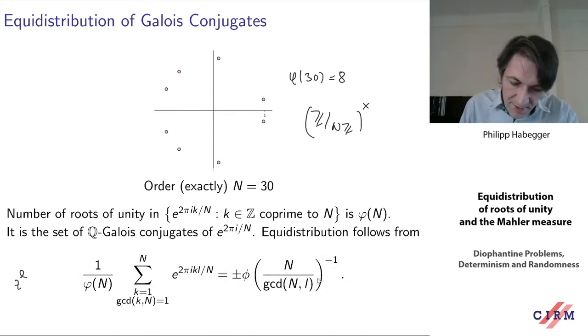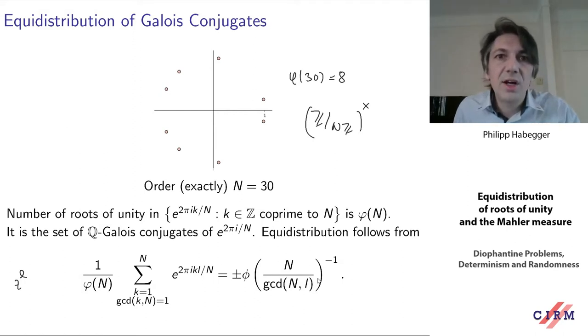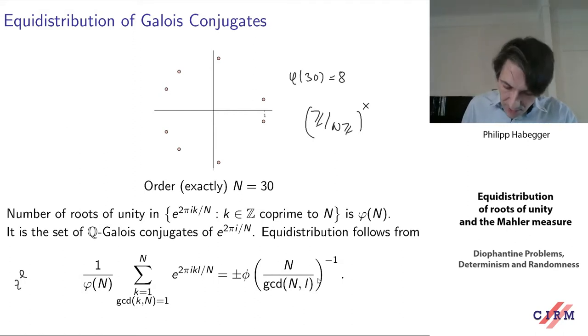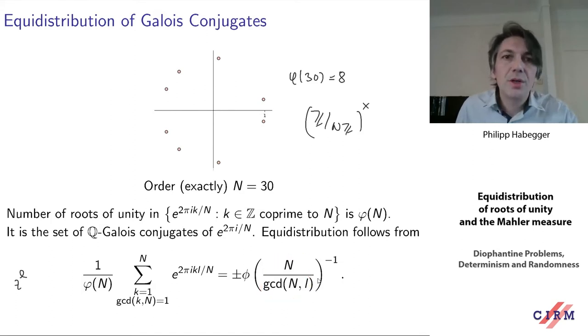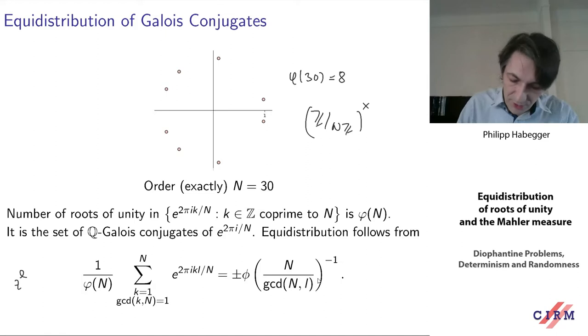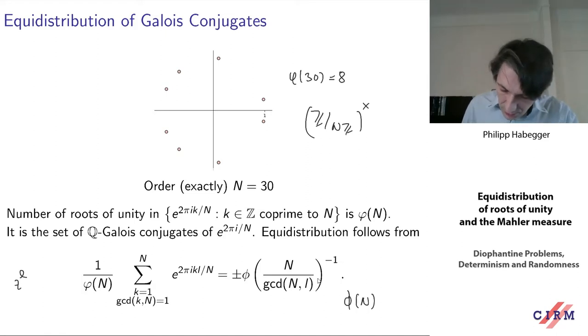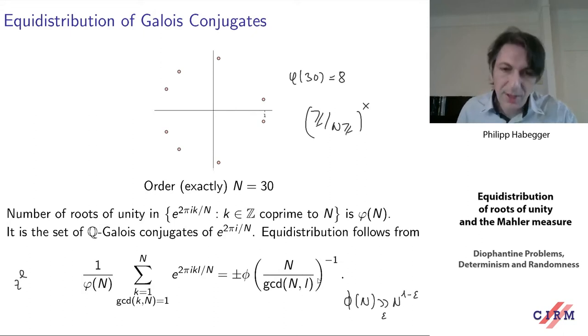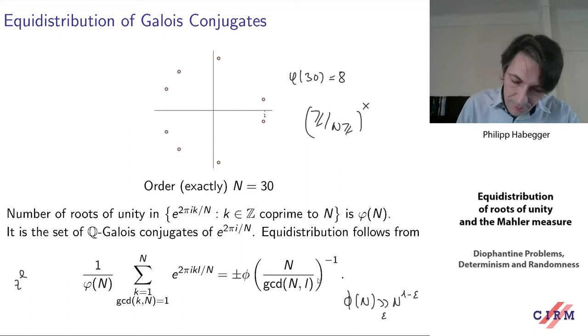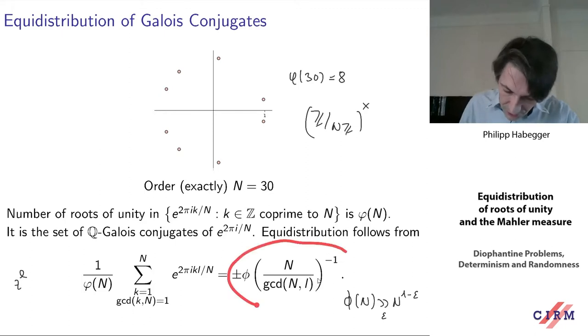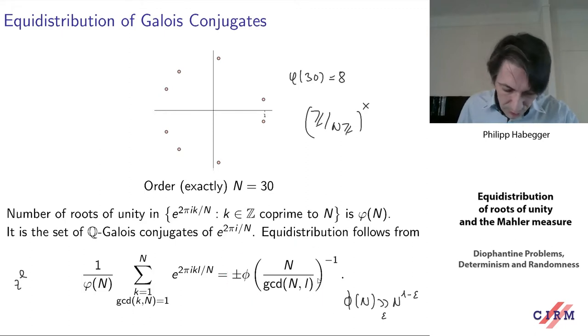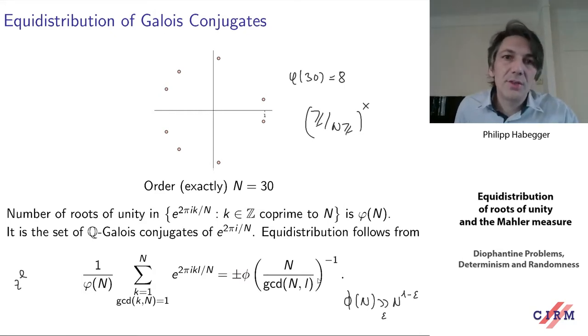So if n increases and L is non-zero, then the value inside the Euler function will grow essentially like n. And we know also classically that the Euler function grows almost linearly, it grows like n to the 1 minus epsilon. So if L is not zero, this term here will go to zero. And we can also recover equidistribution just like in the first case.